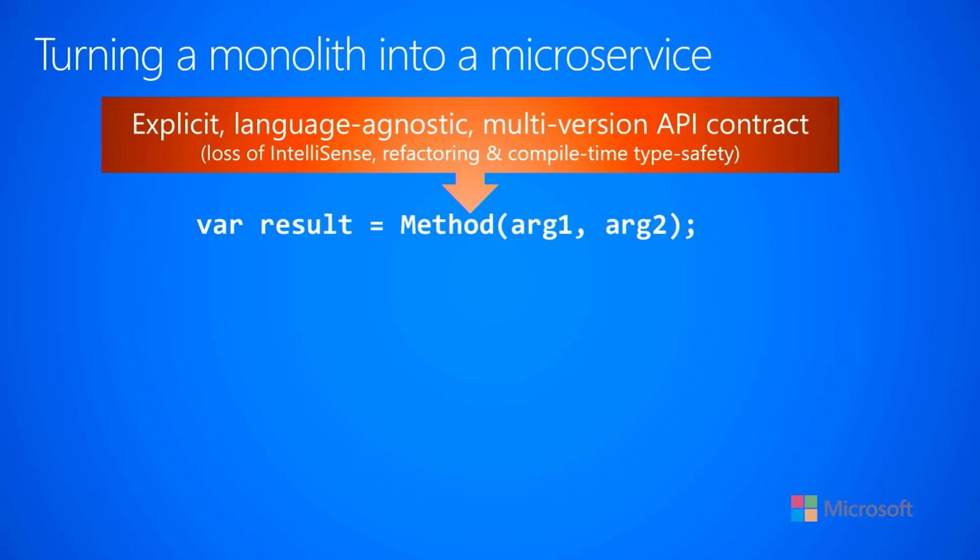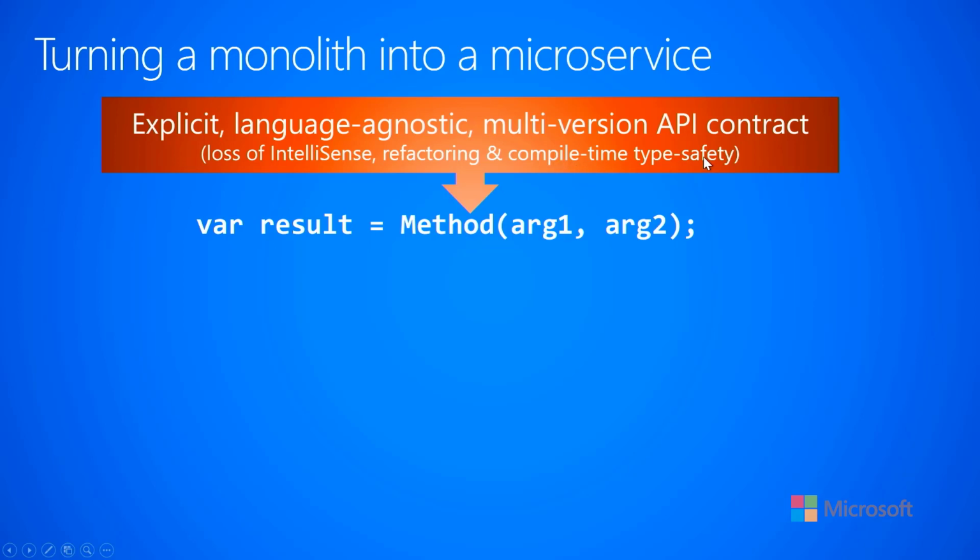When you make a contract like this, it's going to be over the network, and you're going to lose certain language features, depending on which language you're using. You tend to lose things like IntelliSense support. You tend to lose things like refactoring, right? If I rename this method and I want to rename all calls to this method, you can't do that easily anymore. And a big thing that you lose is compile time type safety.